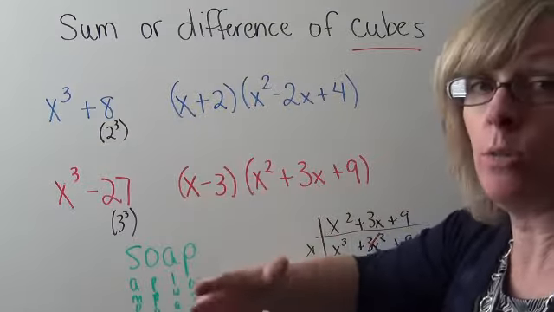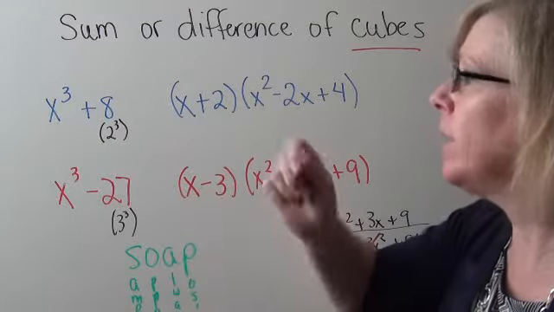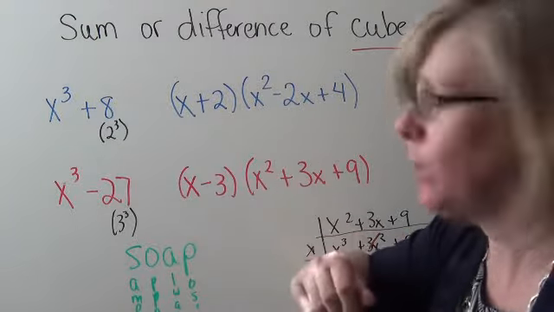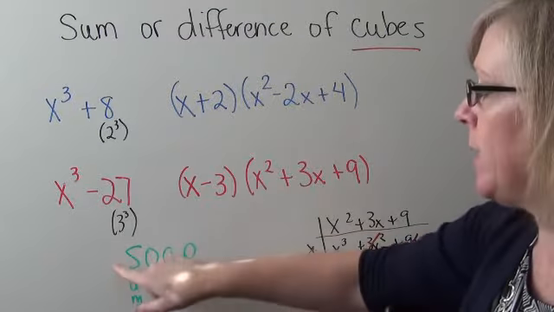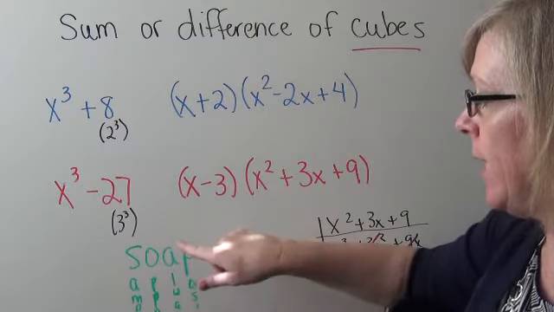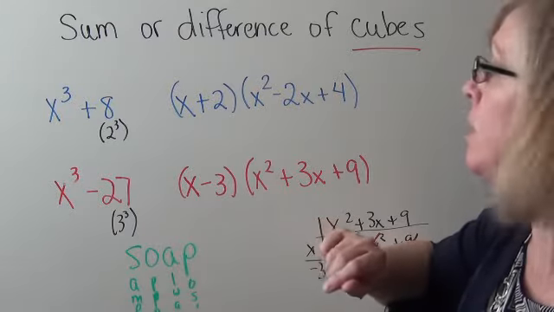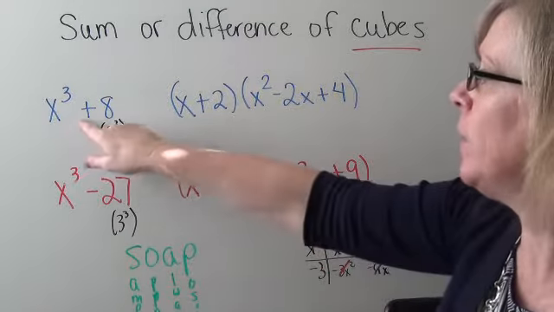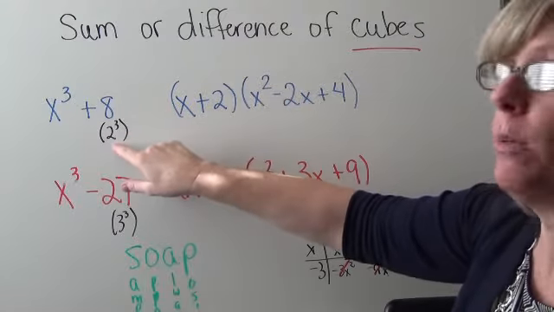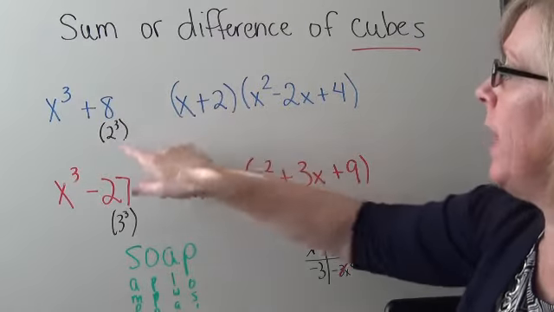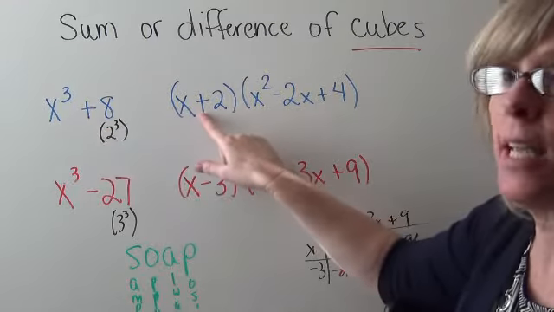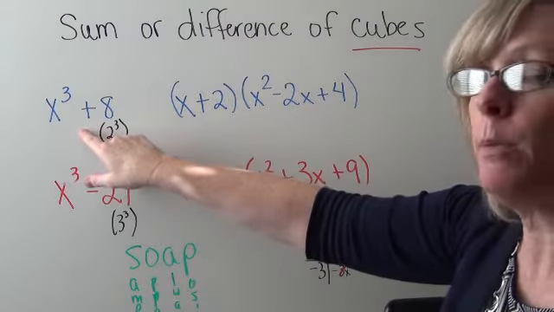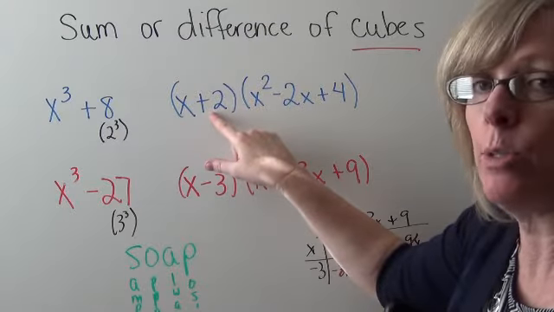In order to have gotten something that canceled out all of that, we have a little memory device that will help you know that. We use the device SOAP. SOAP stands for same, opposite, and always positive. What does that mean? Well, first I write the cube root of this number and this number. Then the first sign is always the same as here. That's what the same stands for. So if the original problem was a plus, I know that my first sign here is a plus.